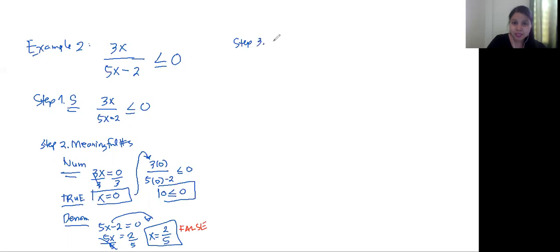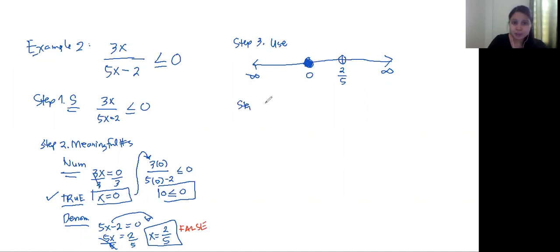Next, let's go to step number 3. In step number 3, we use the meaningful numbers to plot our number line. I'm sorry for my number line. That's negative infinity and positive infinity. We have 0 and we have 2/5. Now, we draw 2 circles. And since the numerator is true, then we need to shade 0, the circle for 0. We call it closed or shaded. Since the denominator is false, then it remains open.